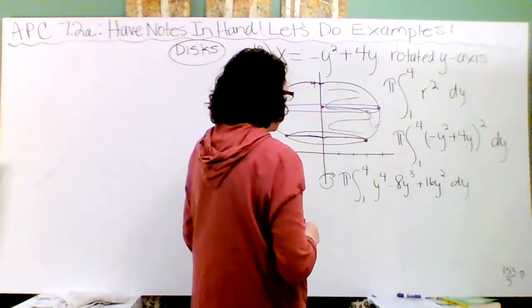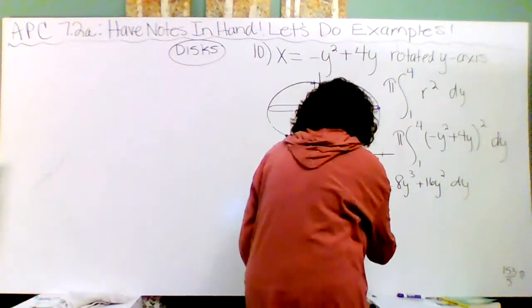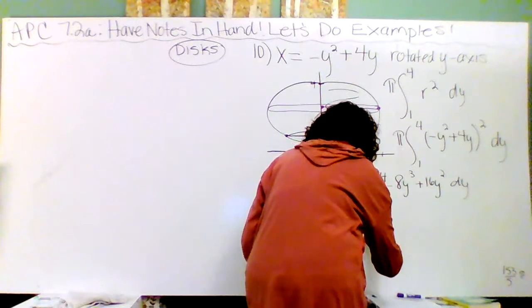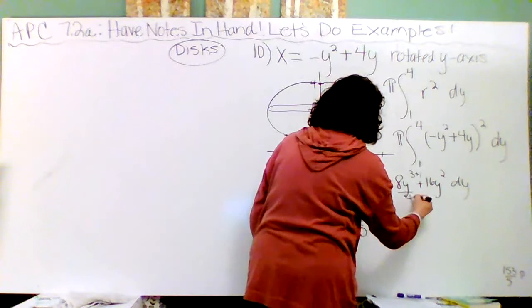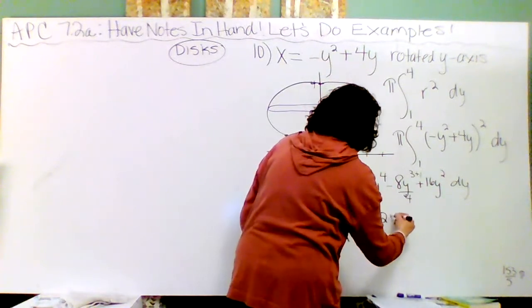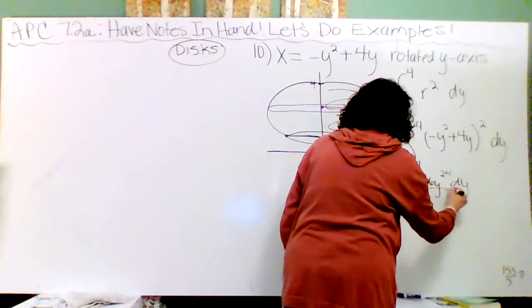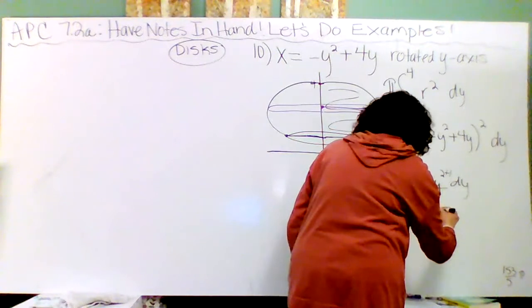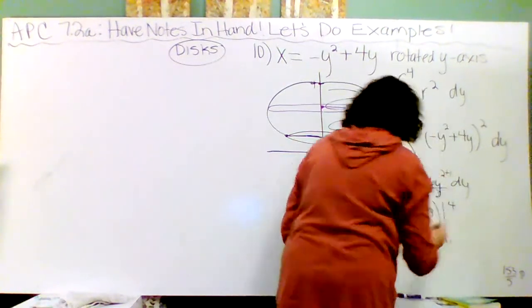Okay, so now I'm going to go ahead and integrate. So this will be y to the 5th over 5 minus, I'm going to raise the exponent 1 and divide by the new exponent, 2y to the 4th, plus add 1 to the exponent, divide by the new exponent, 16/3 y cubed. And I'm going to evaluate this from 1 to 4.